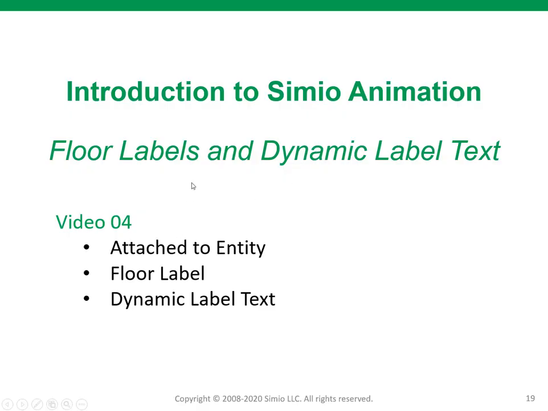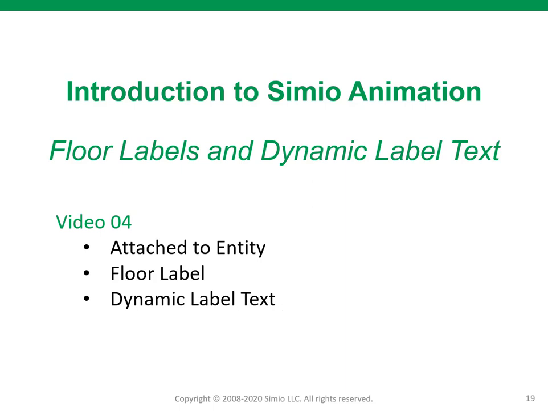This is the fourth video in the Introduction to Simio Animation module, and in this video we'll focus on floor labels and dynamic label text. In particular, we'll first talk about floor labels attached to an entity, we'll then talk about general floor labels not attached to an entity, and finally we'll end with dynamic label text.